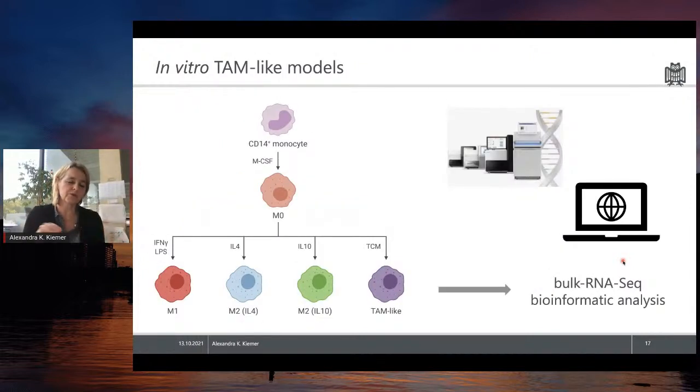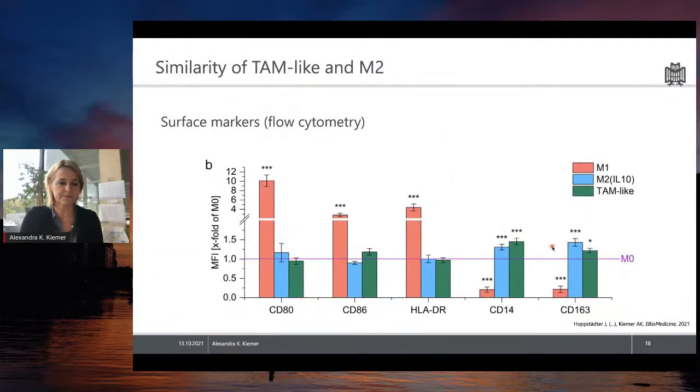But we really wanted to do a more detailed analysis and basically did the same as we did with the ex vivo macrophages. We did this in vitro polarization by either using these non-polarized differentiated macrophages, doing these 2 different M2 polarizations and 1 M1 polarization, but also including this TAM-like polarization by cultivating the cells in the tumor cell conditioned medium, again with RNA-seq and bioinformatic analysis.